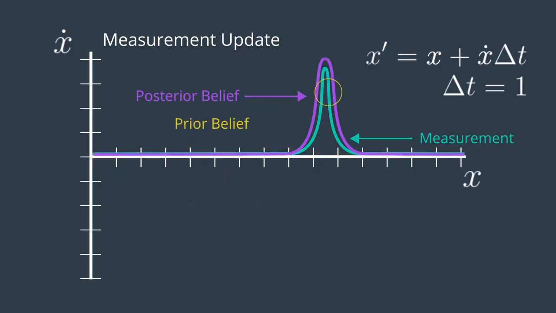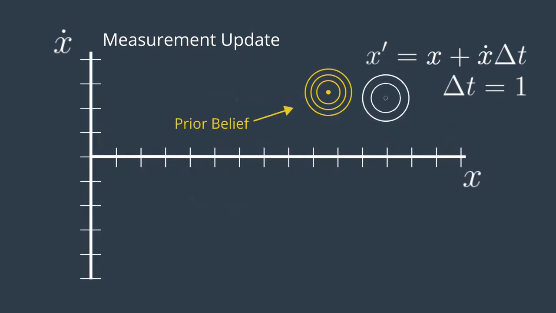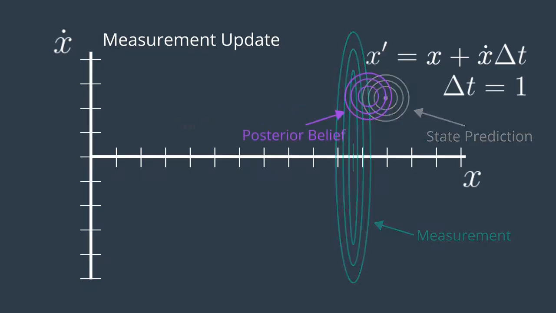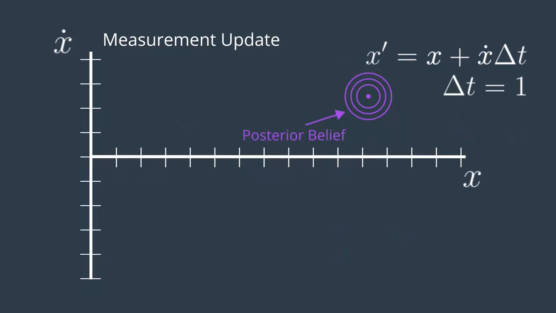Continuing iterating through the measurement update and state prediction steps will update the robot's internal state to keep it aligned with where it is in the real world. Now, let's look at the linear algebra equations that enable this and apply them in the Kalman filter.